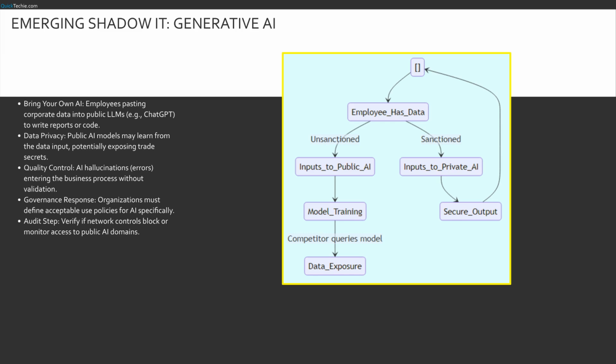Governance requires a specific AI acceptable use policy. Auditors should verify if the organization blocks known AI domains or provides a sanctioned, private instance for employees to use safely. This state diagram compares two paths.